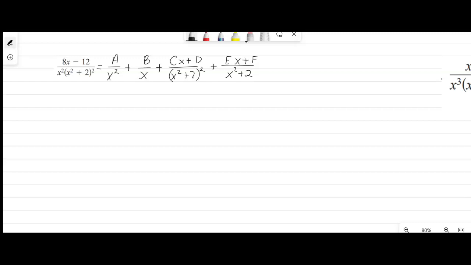I've already expanded it. We've got our x squared and our x. They both get constant terms above them because they are linear factors. And then we have our x squared plus 2, which is a quadratic factor. That gets a linear factor in the numerator. Cx plus d and ex plus f. We just got to keep going down the alphabet. We could have another term over here to the right to just keep on going down the alphabet as we go. Anyway, we need to expand this.